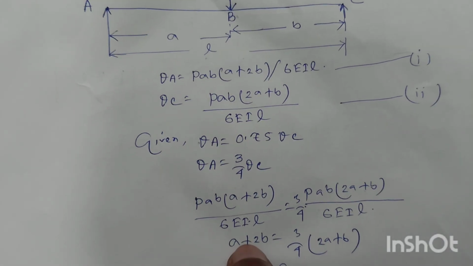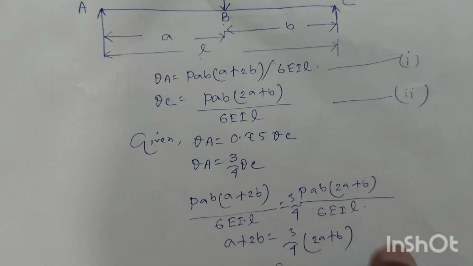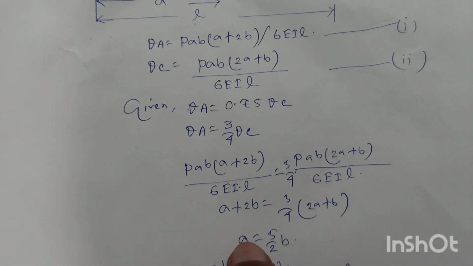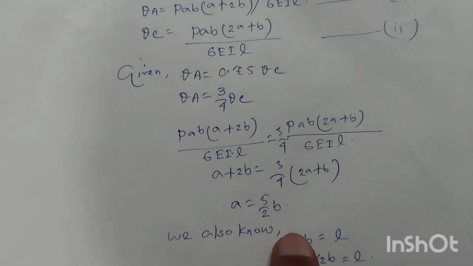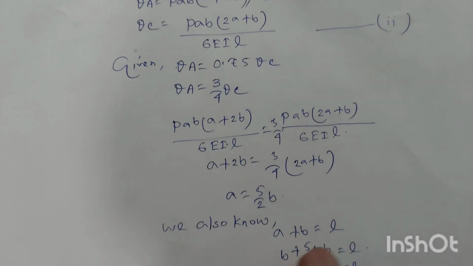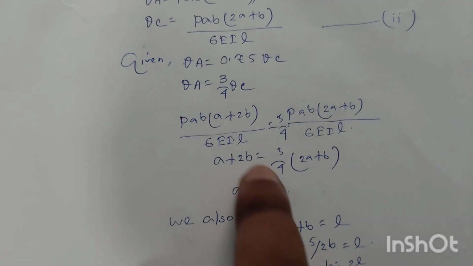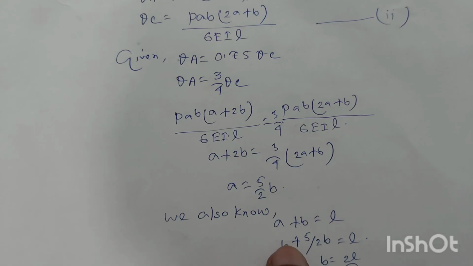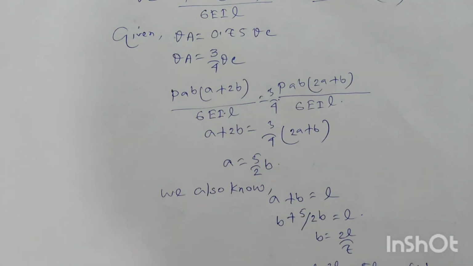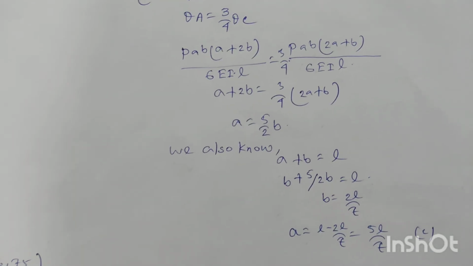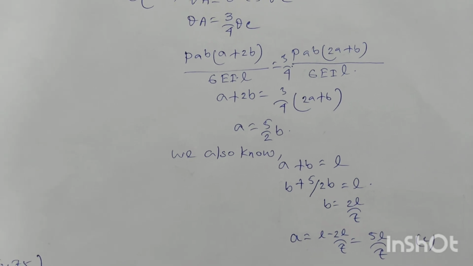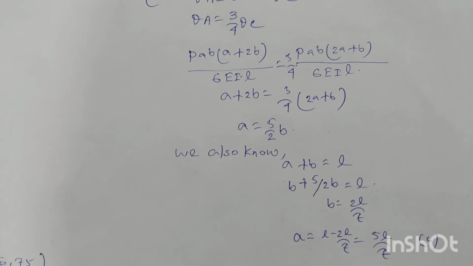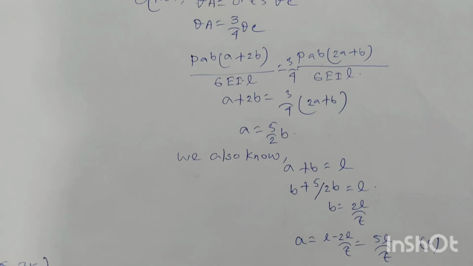we will get a plus 2b is equal to 3/4 into (2a plus b), and a is equal to 5/2 into b. We also know a plus b is equal to L, the total length of the beam, and the value of a is equal to 5/2 into b, and if we calculate, b will be equal to 2L by 7. As a plus b is equal to the total length of the beam L, a will be equal to L minus 2L by 7 is equal to 5L by 7. C is the right answer.